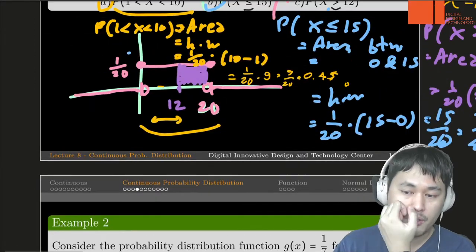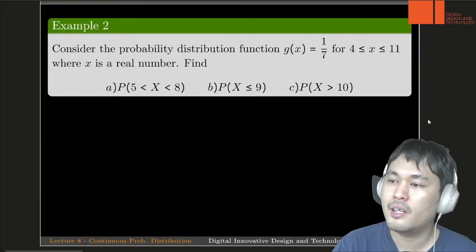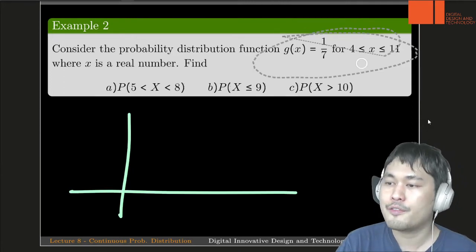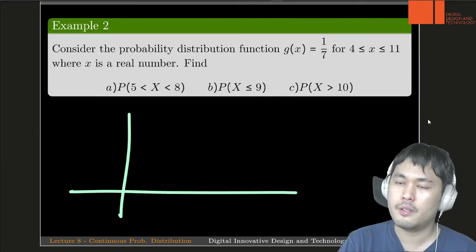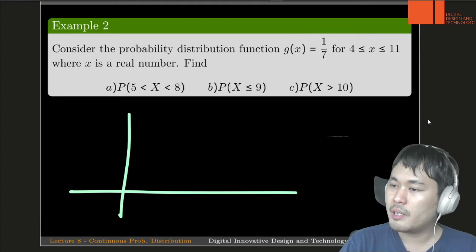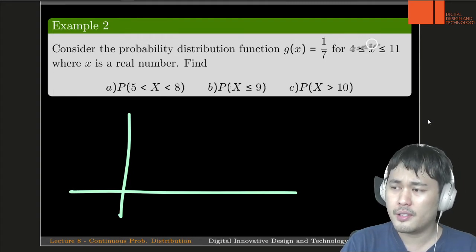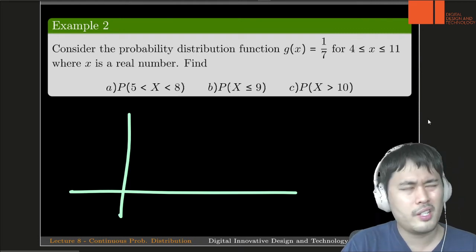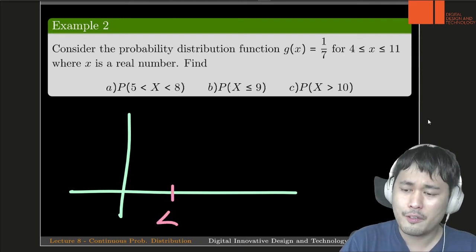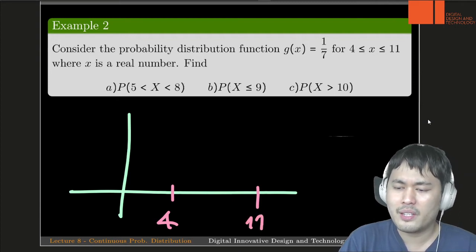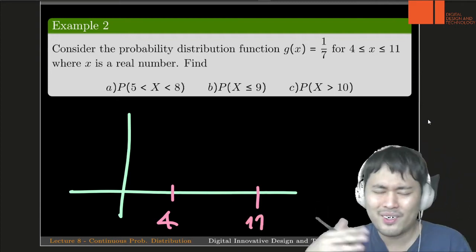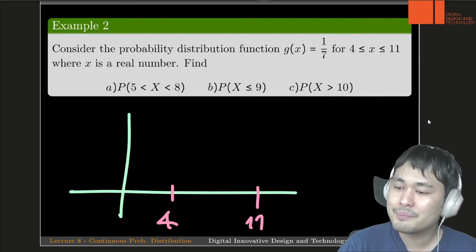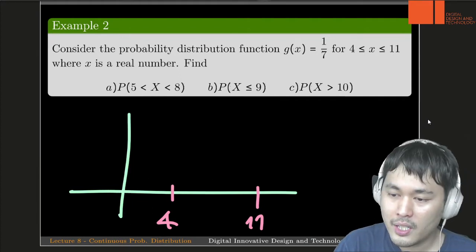So in the previous 2 examples, we have a nice graph. Oh yeah, for this one, let me plot the graph for you here. Okay, so let's first start from that. So g of x is 1 over 7, but for x between 4 and 11. So now we have 4 here somewhere, 11 here somewhere, anywhere you want to, as long as it makes sense, as long as it is positive to the right of this line. For 4 to 11, you get this.